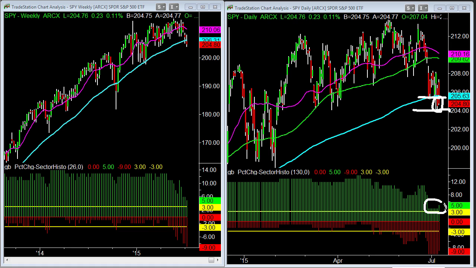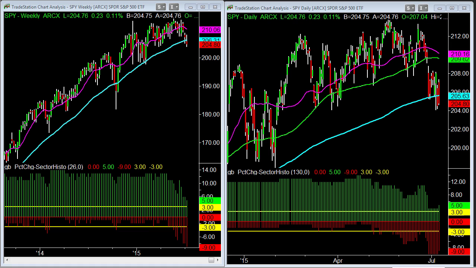Where is your industry group strength here? Do you have some industries holding up, or are they just all now falling into negative territory? And if they're all falling into negative territory, then you've really got some momentum behind the downside here.